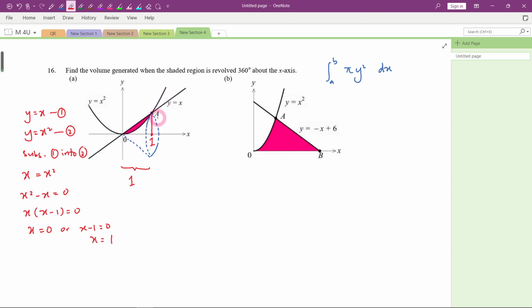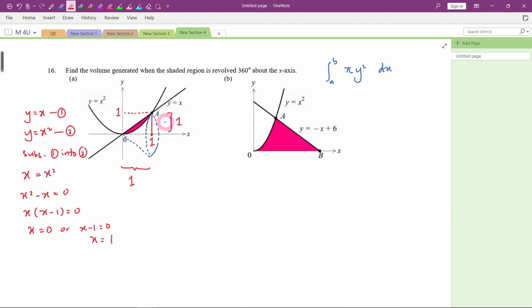Okay, so how about the radius? I need to find the value of y here, so that I know what the radius of this cone is. Y is equal to x, right? When x is equal to 1, y will be equal to 1. So here will be 1 unit as well.